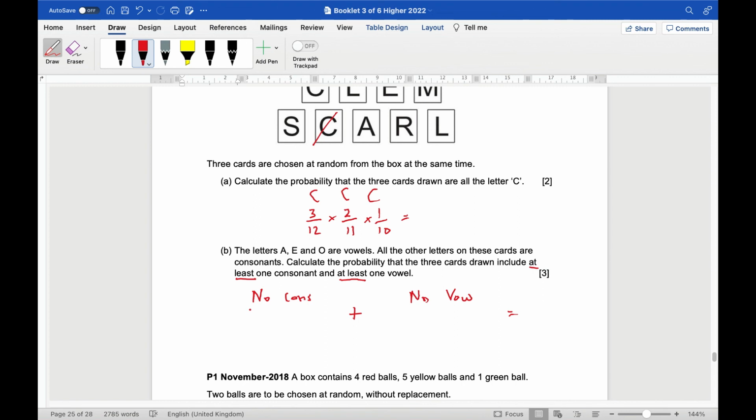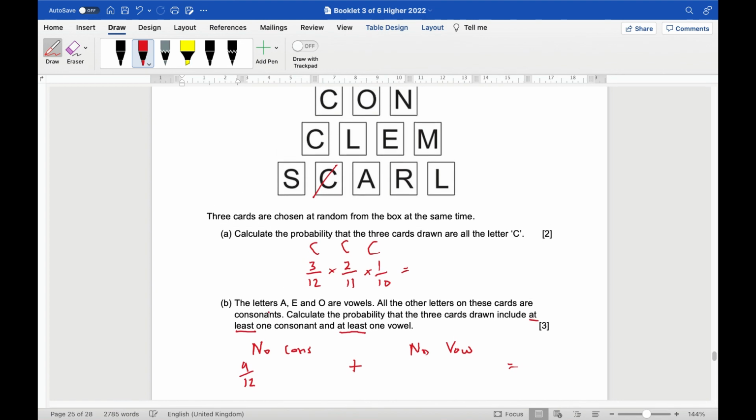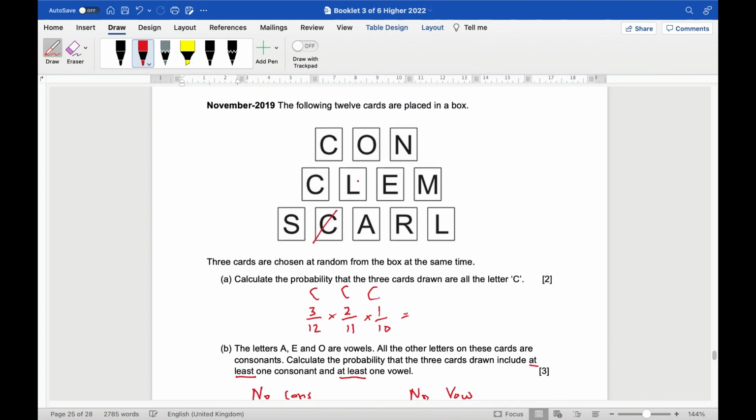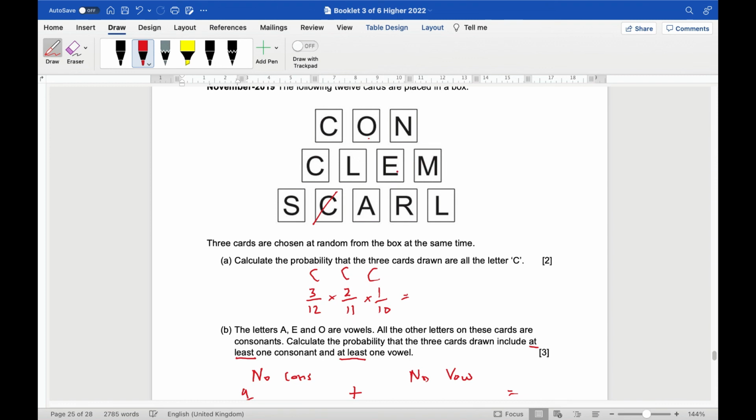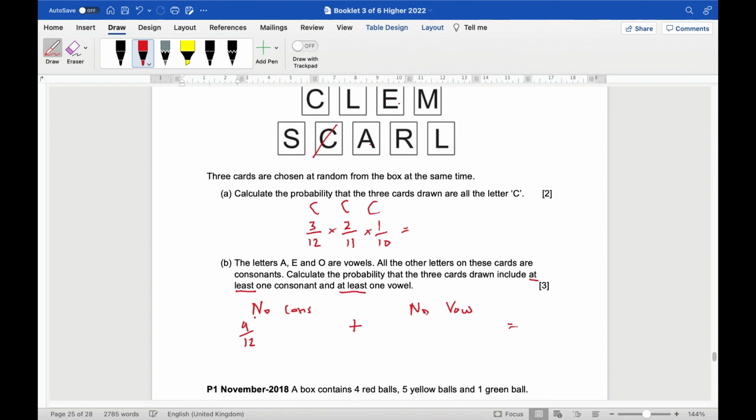Okay, so the no consonants one, 9 out of 12. Nope. Hang on. No consonants. Let's just take a look. How many are not consonants? 1, 2, 3. Sorry, my apologies. Going all around here. So 3 out of 12 are not consonants, followed by 2 out of 11, followed by 1 out of 10. That's the probability of having no consonants, okay, in my 3 picks.